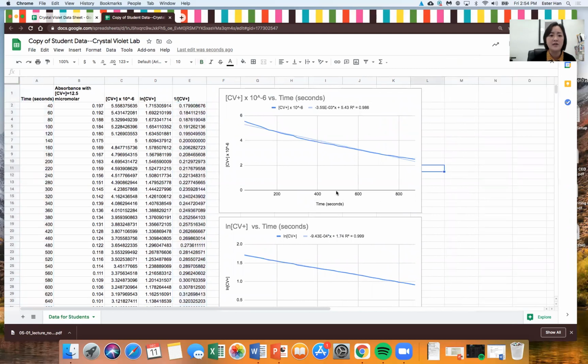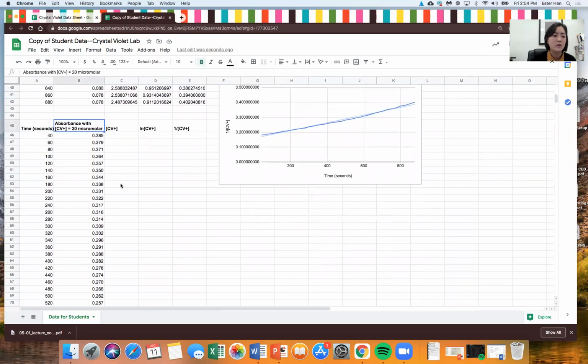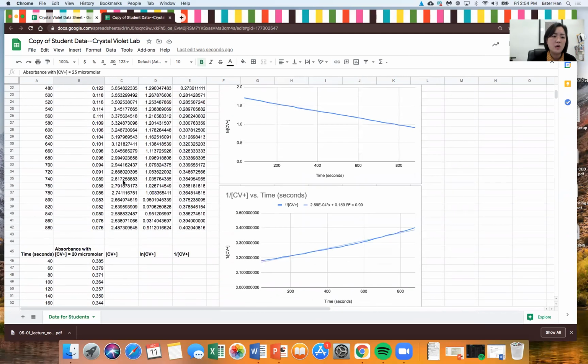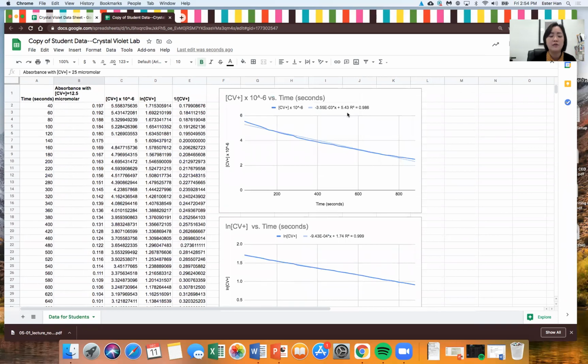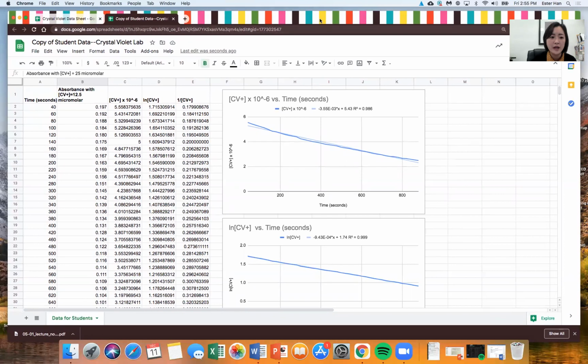And you're essentially going to do the exact same thing for the 20 micromolar crystal violet, and then also the 25 micromolar crystal violet. Your objective is to try to answer that question from the lab report, which is: does changing the initial concentration of the crystal violet do anything to the order of the data itself? Okay, and that's pretty much it. Hopefully this will be of help, where you can use this video to help you analyze the data that you have.